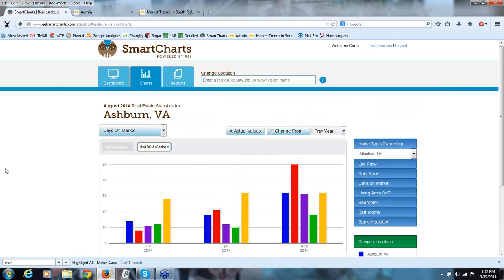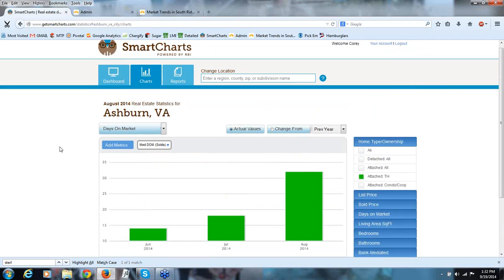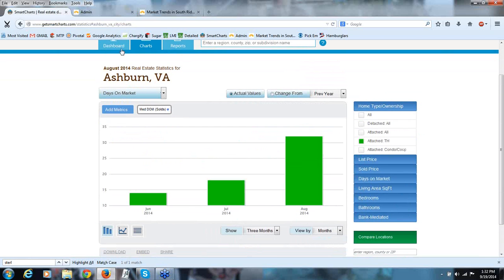We had someone call in about foreclosures. They represented a buyer that was keen on getting information on foreclosures. They wanted a bargain, and they were looking in Baltimore County. So what kind of information does SmartCharts provide about foreclosures or short sales, that distressed market?